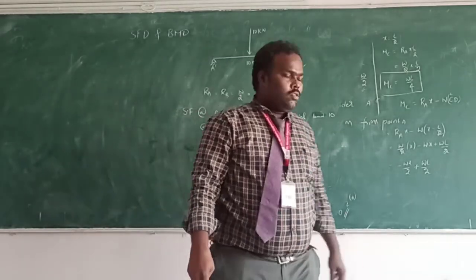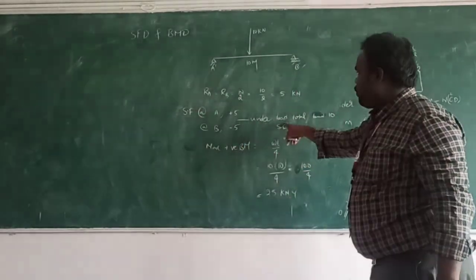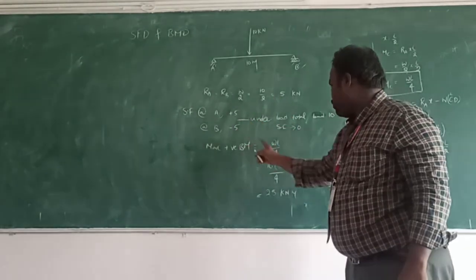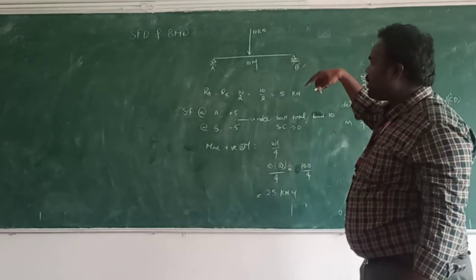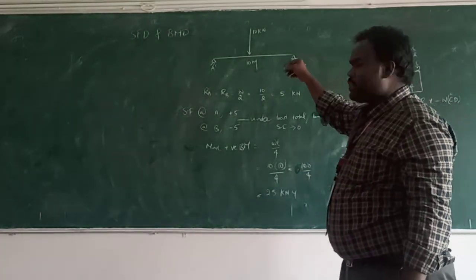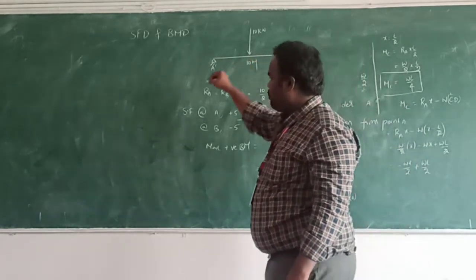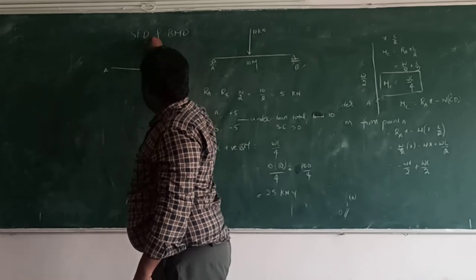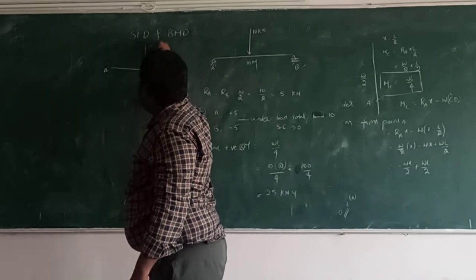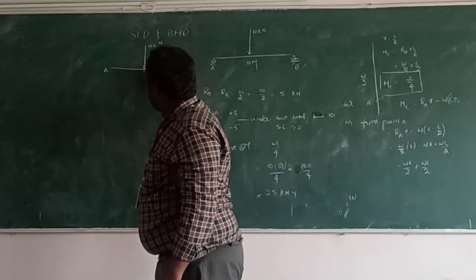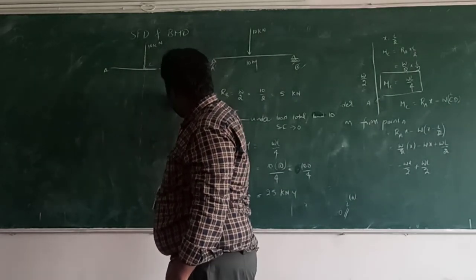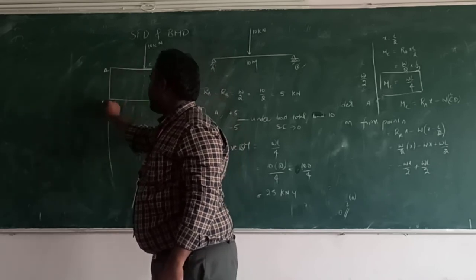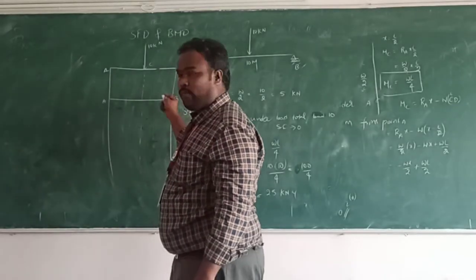Okay. Now we have the reactions, the shear force, and the moment. So we can draw the shear force diagram and the bending moment diagram. Taking AB, with a load of 10 kilonewtons acting at mid span. Taking a datum line AB for drawing the shear force.